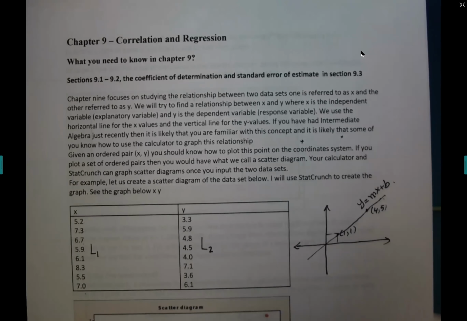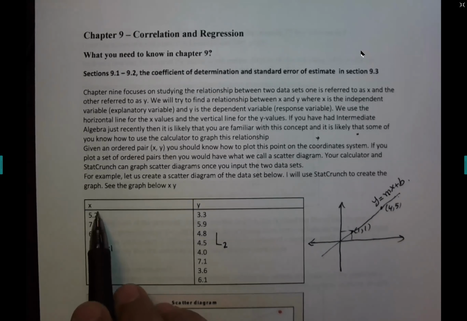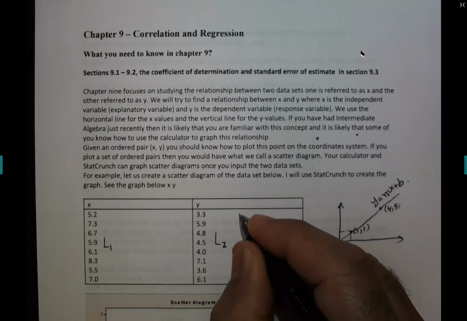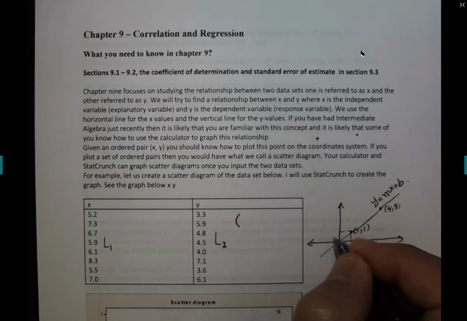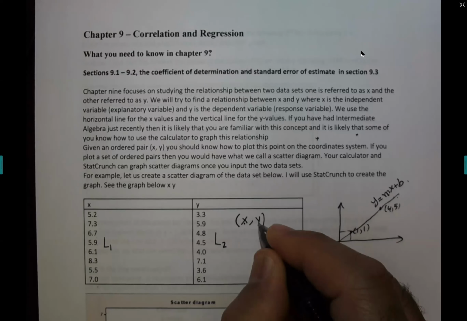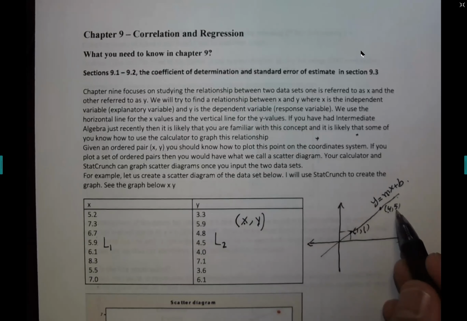Here's what we're gonna learn here. We have data from 2 sets of variables, x and y. And when we plot a point on the coordinate system, the xy, we do it as an ordered pair. We put x first, and then we put y next. So the 1 here is x and the y is 1. X here is 4 and y is 5.